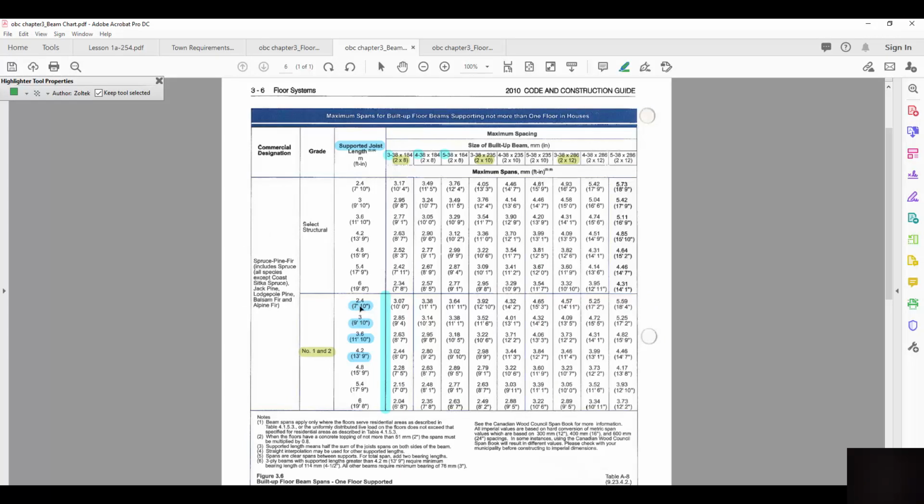So I can't use this one. I can't use the 7'10". I have to go to this one. And that one there, I'm going to be using 9'10", even though it's far greater. Now, the numbers here indicate the column spacing. How far apart are the columns for this particular example?